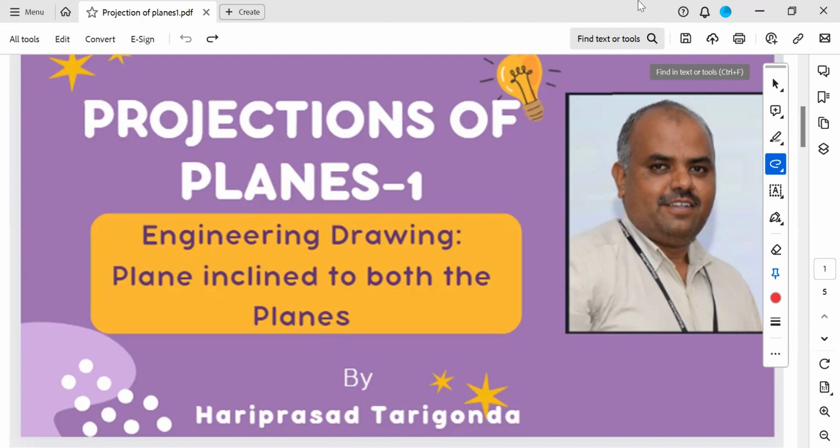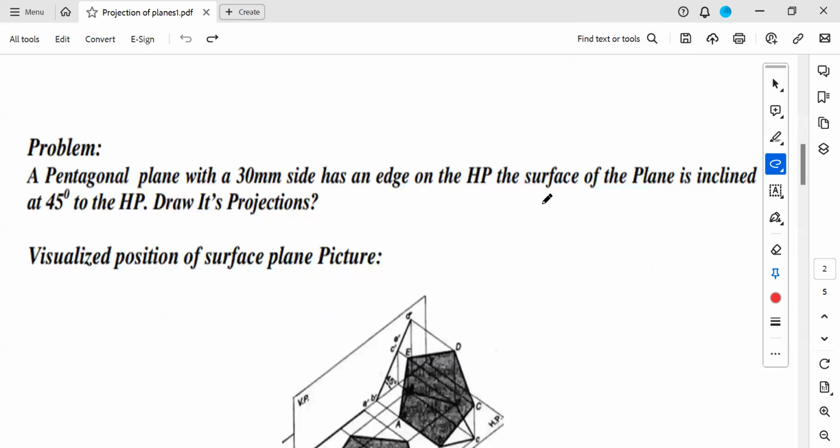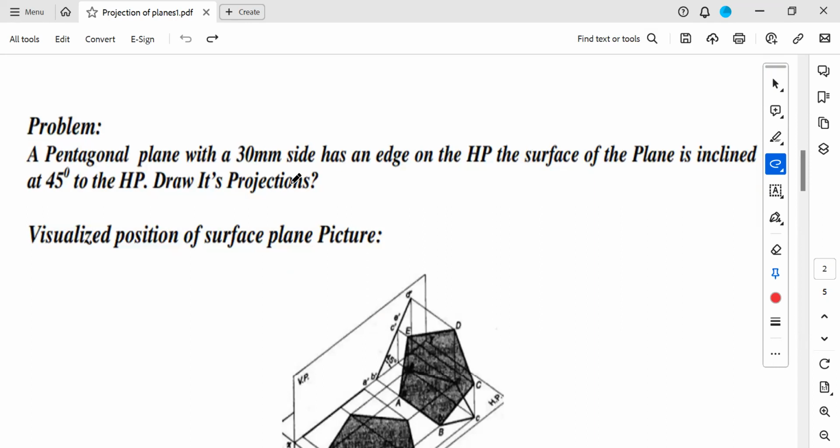The given problem is like this: a pentagonal plane, side of the pentagonal plane is given 30 mm, has an edge on the HP. The surface of the plane is inclined at 45 degrees to the HP. Draw its projections.